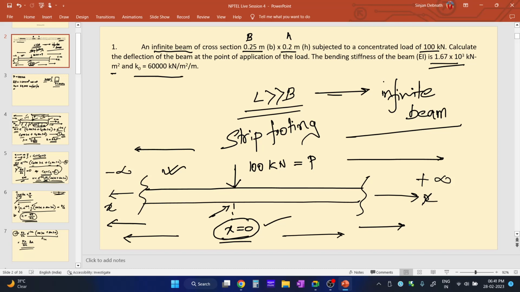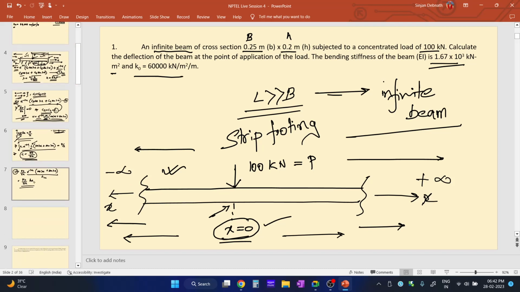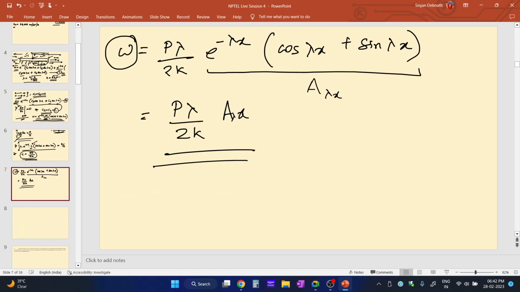Okay, so now we know the equation for deflection. This is the equation for deflection of a semi-infinite beam. So we'll use this equation to find out the deflection. So how will we use it? First of all, we need to find out A lambda x, okay? So A lambda x.